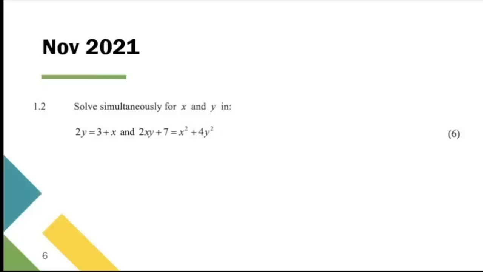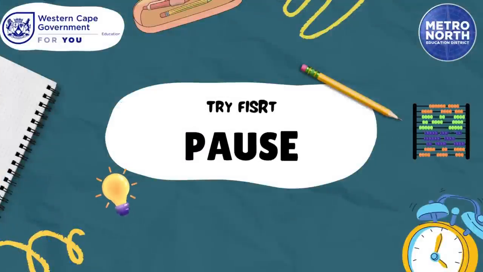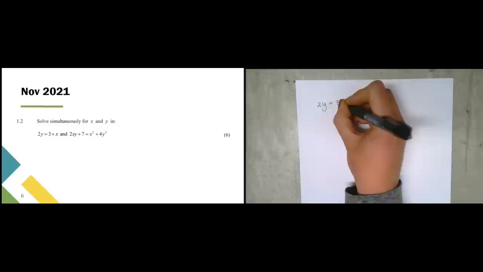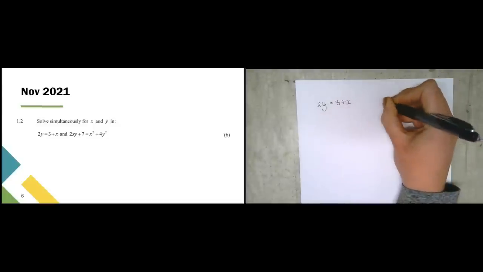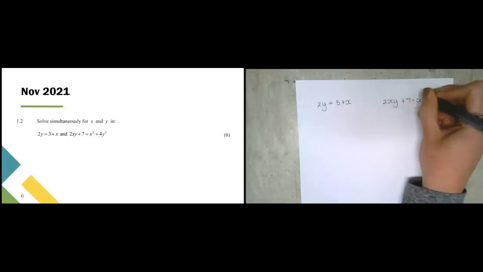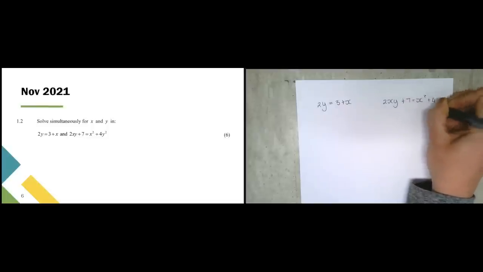November 2021, same story. They tell me solve x and y in the following equations. The only thing in November 2021, they've given me 2y equals 3 plus x. And they've given me in the second equation 2xy plus 7 equals x squared plus 4y squared.